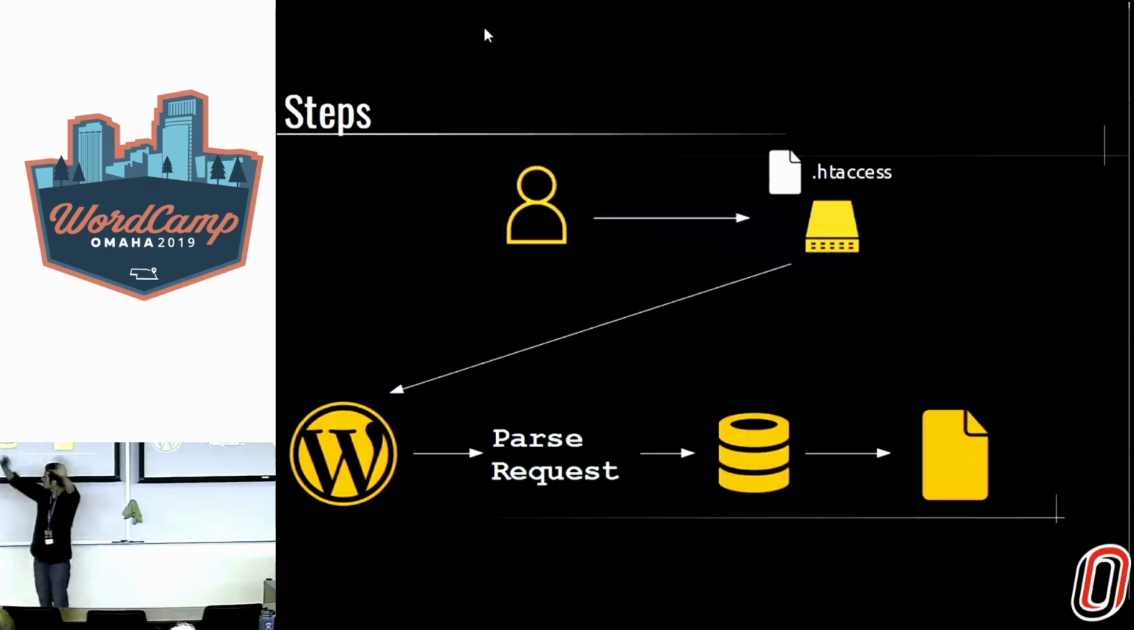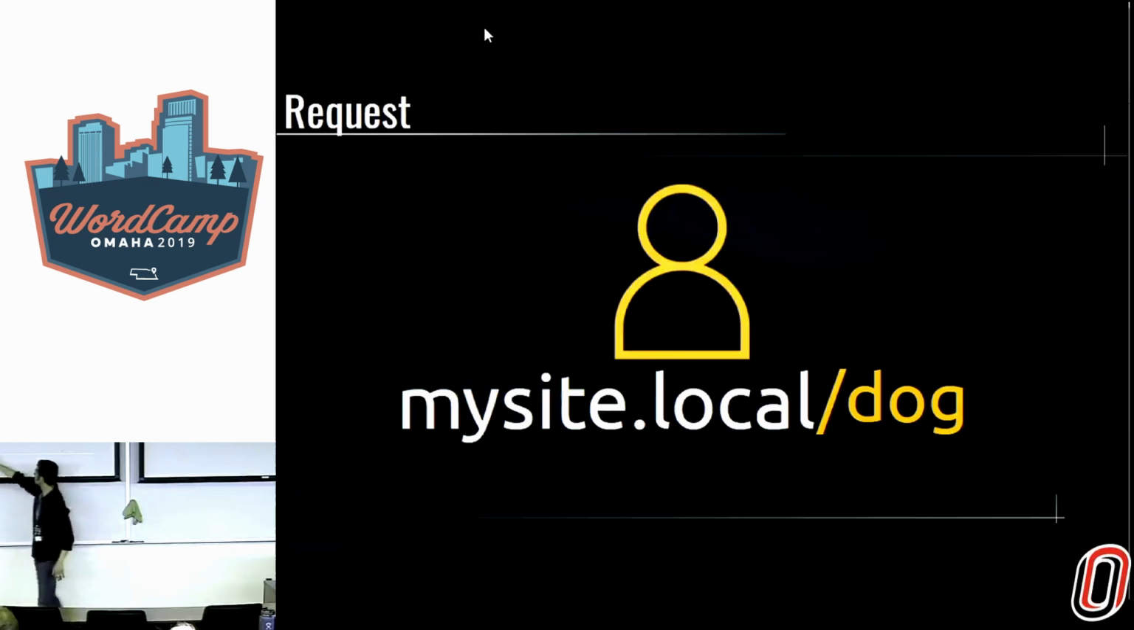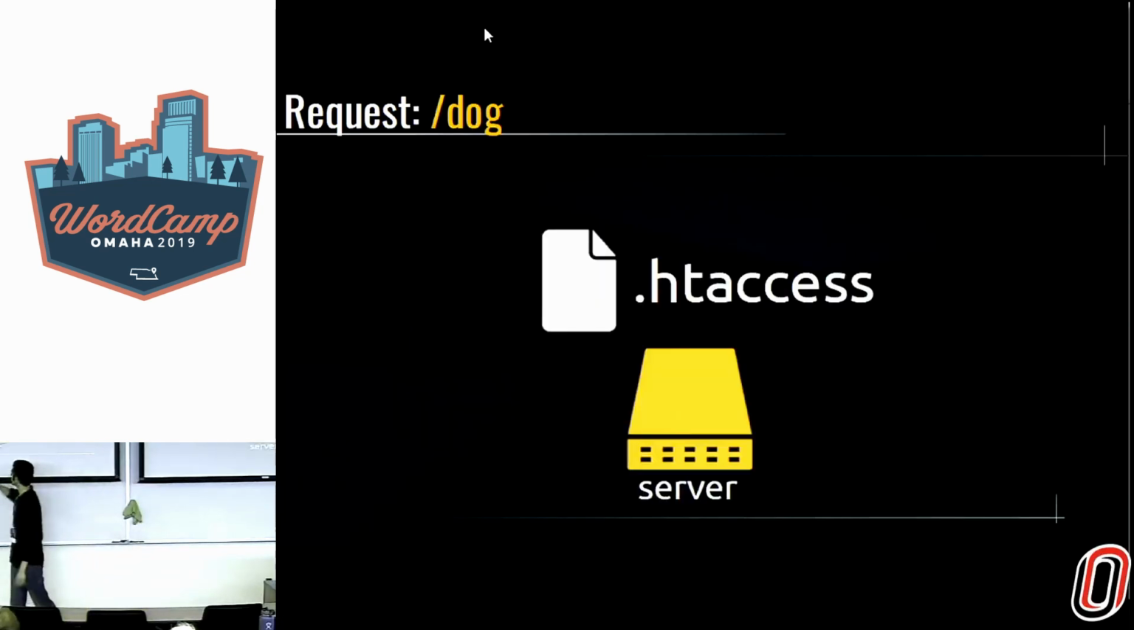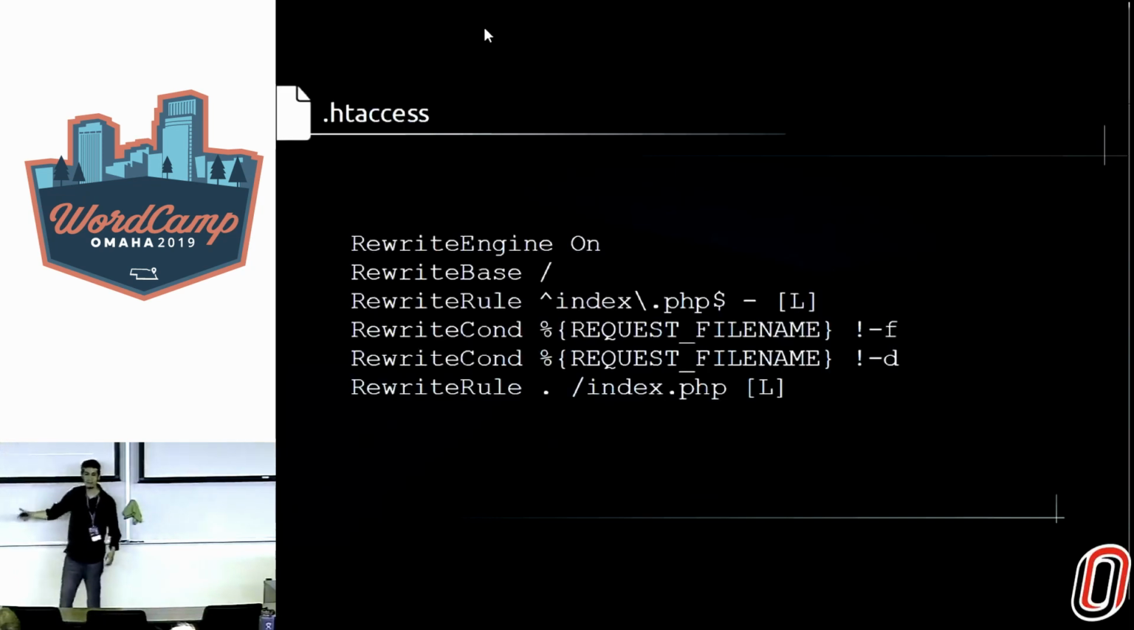So let's take a high-level overview of what happens when a user submits a request. There we have the user on top here, and the user goes to my site.local/doc. The user submits that request to the server. The server, if you're running a LAMP stack such as Apache, is going to have this htaccess file here. And that htaccess file contains a rewrite from WordPress.